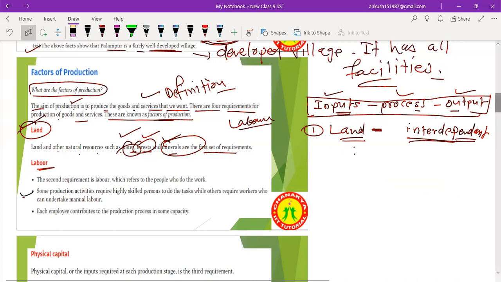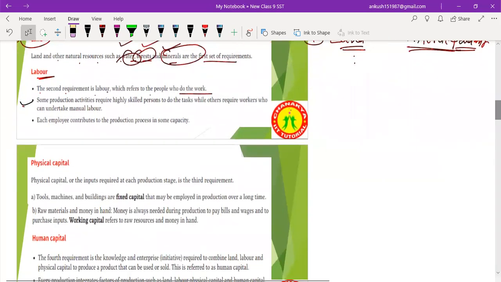The second requirement is labor, which refers to the people who do the work. I just told you land is there, establishment is there, but you don't have labors. So there is no use of those things. They would be rotten or rusted, isn't it? Yes, sir, they would be rusted. Things would rust without work.